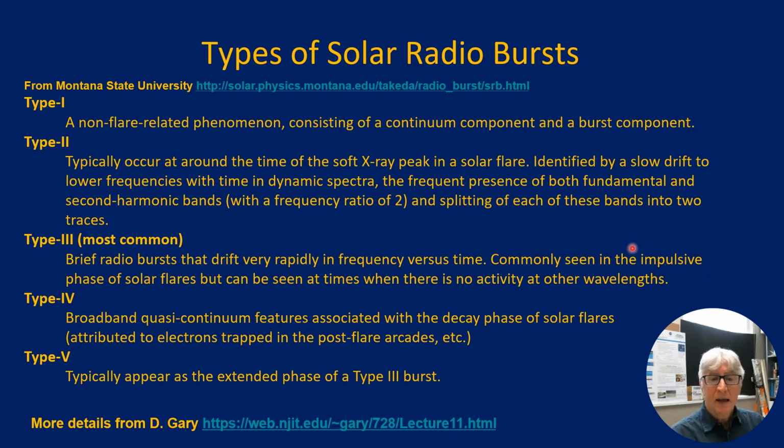Now, the type 3 is the most commonly observed radio burst, with type 2, 4, and 5 being much less common. Now, to be clear, type 1 solar events are common, but they are not observed down below 50 or 40 megahertz. More details on the various types and their characteristics can be found from Professor Dale Gary's website at the New Jersey Institute of Technology, a really great resource.